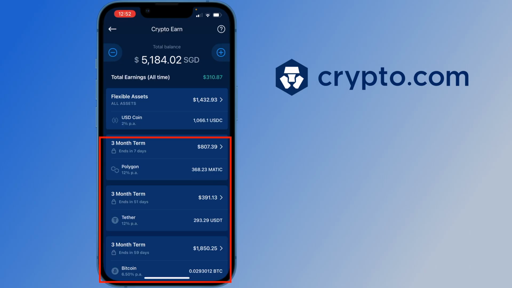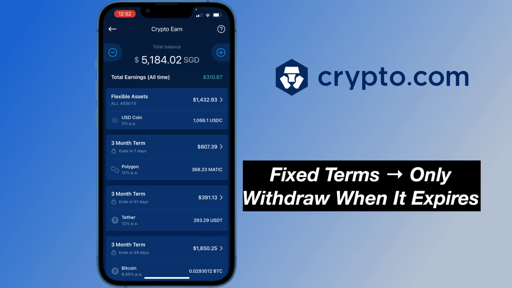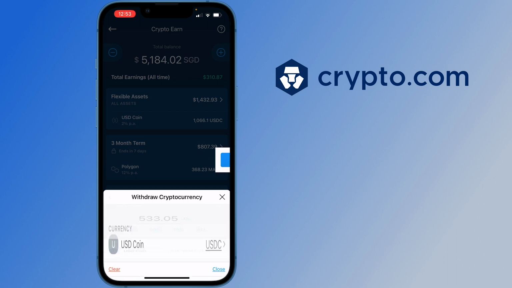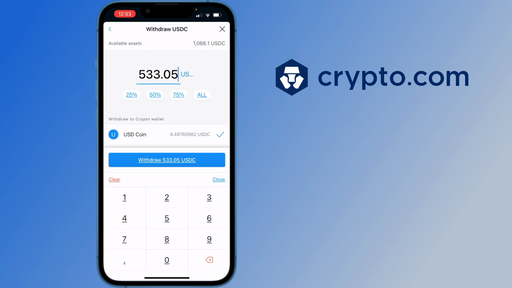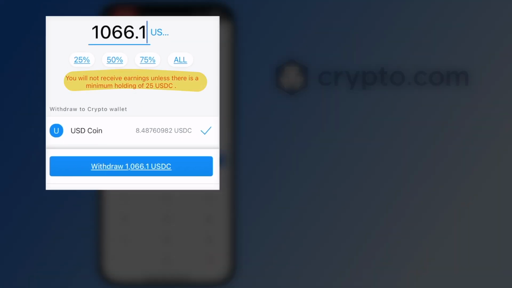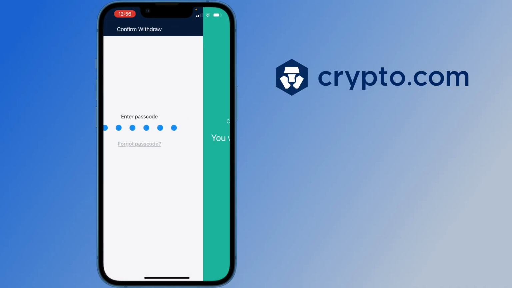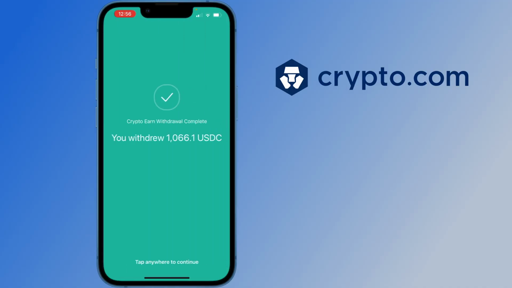For the 1 month and 3 month fixed terms, you are only able to withdraw your funds when the term expires. After selecting the cryptocurrency, you'll be asked to enter the amount to withdraw. In the case of USDC, you are required to leave at least 25 USDC in Crypto.com Earn to continue earning that interest. After confirming this withdrawal, you will be able to receive your funds in your Crypto.com wallet.